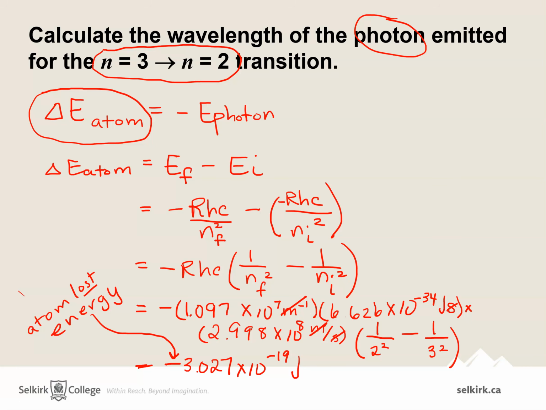Okay, we finished a hunk of this problem. We, back at the very beginning, said that I could find out about the photon if I knew the energy lost by the atom. So, now that I know the energy lost by the atom was negative 3.027 times 10 to the negative 19 joules, I know that the energy gained by the photon is positive 3.027 times 10 to the negative 19 joules. Good thing that's positive. It doesn't make sense for a particle of light, a photon, to have negative energy.